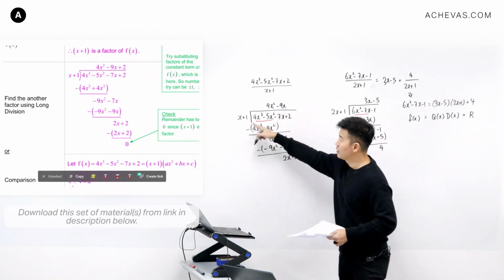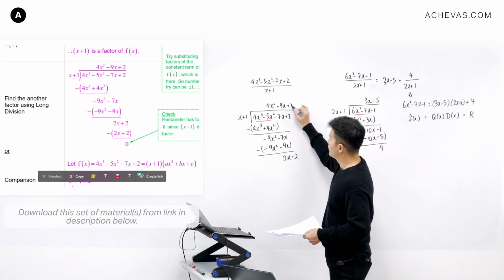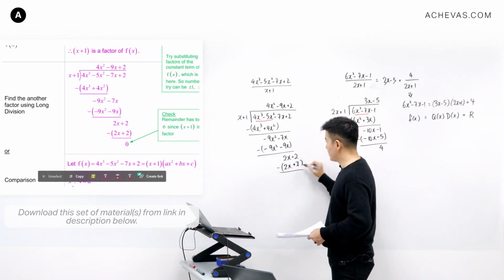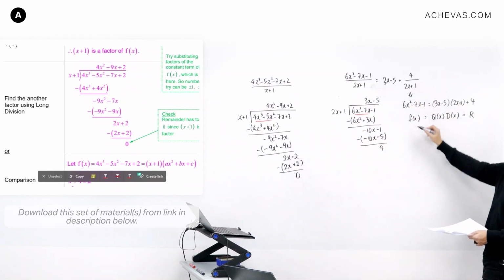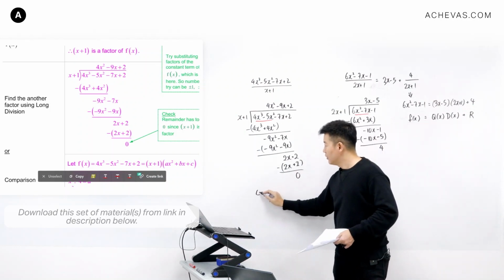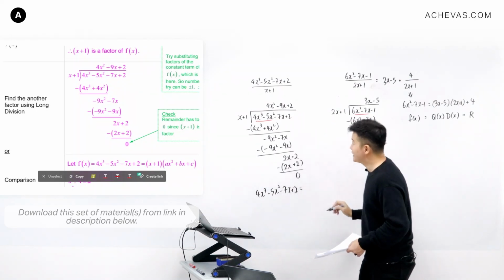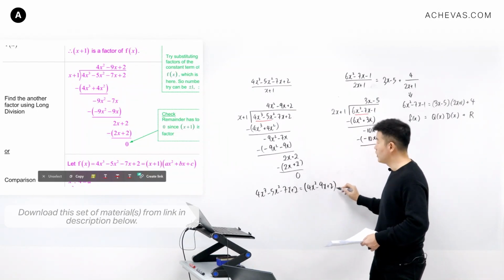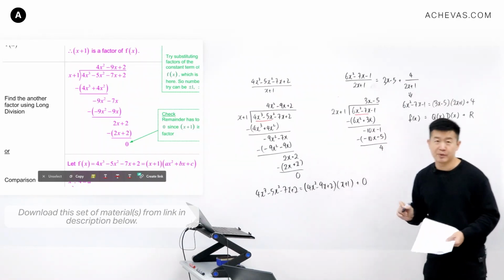This I'm going to bring down, and I'm going to find a term that will be multiplied by this so that I can remove this 2x. So this is going to be, I guess 2 will be good. So 2 multiplied by x gives me 2x. 2 multiplied by 1 gives me positive 2, and this minus this gives me 0. Which means if I were to re-express it into the form of this, then we have 4x to the power of 3 minus 5x squared minus 7x plus 2. This can be expressed as 4x squared minus 9x plus 2 multiplied by the divisor, which is x plus 1, then plus the remainder, which happens to be 0.